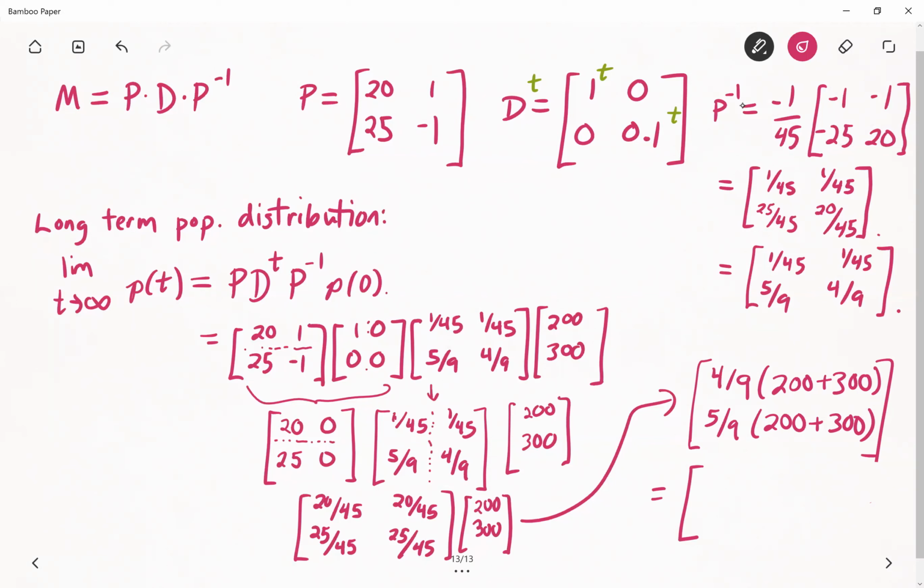This is equal to 222 point repeating 2, and then 5/9 times 500 will be 277 with a repeating 7. So we've got that division by 9 there. So this is the long-term distribution. We get about 222 birds or other individuals of our population in region alpha, and about 278 in the other region.